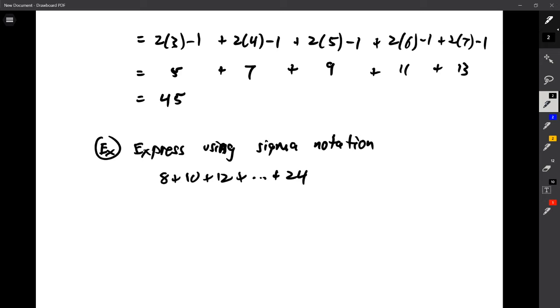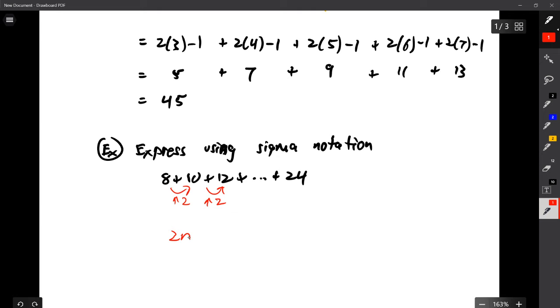Okay, well, what I identify first is increments of 2, right? We're going up 2, and then we're going up 2 again. Whenever we're going up in increments of 2, I say, ooh, I have a 2n going on. In some shape or form, I have a 2n going on if I have increments of 2. All right, so I know that that's one thing. Now let's see what else we can do.